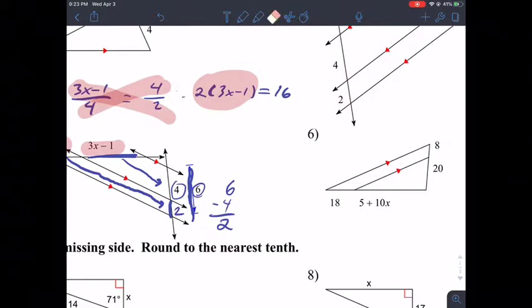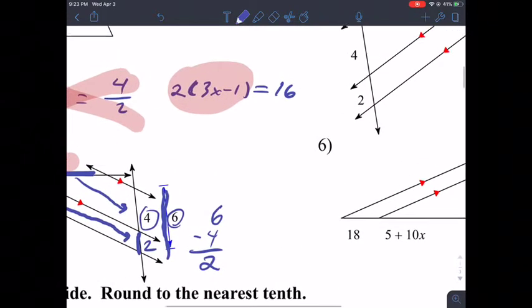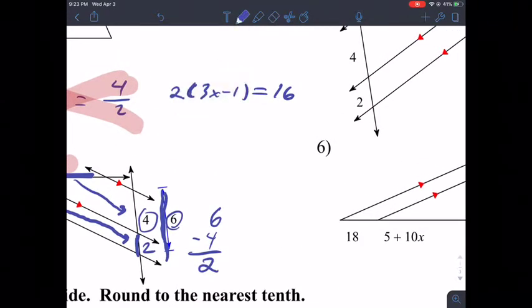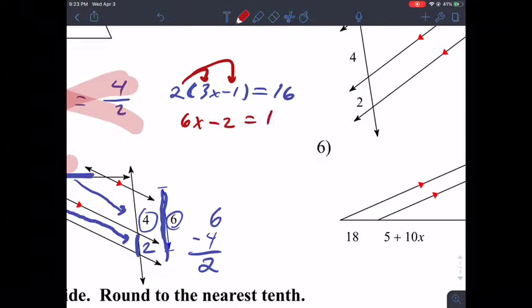So then here, I don't know why I put an equal sign there. Ignore that. Here you need to distribute this. So if you distribute that, you'll get 2 times 3, which is 6x. 2 times negative 1, which is negative 2. That's going to get you 16. Add 2 both sides. Cancels out. You'll be left with 6x is equal to 18. Divide by 6. X is equal to 3.